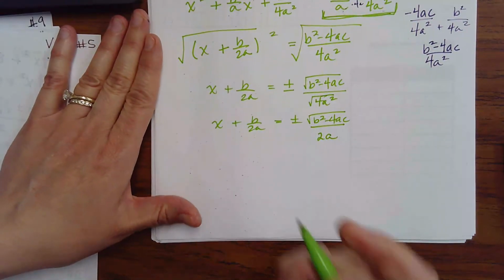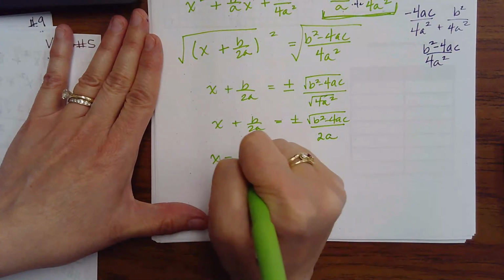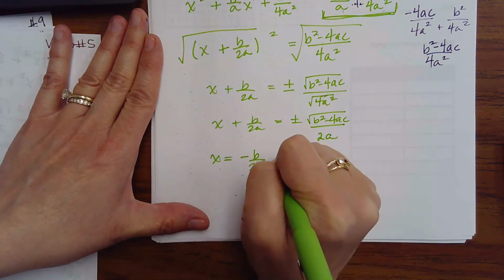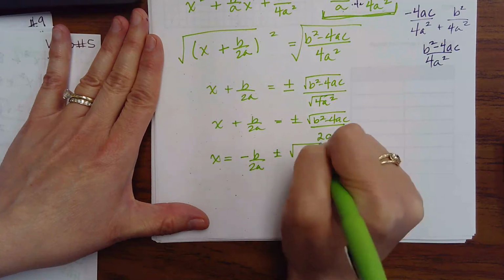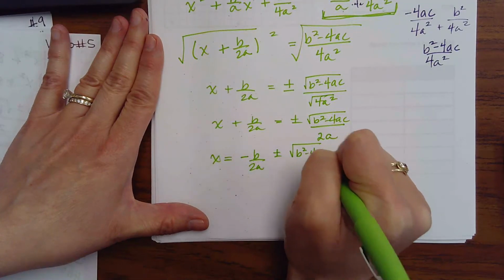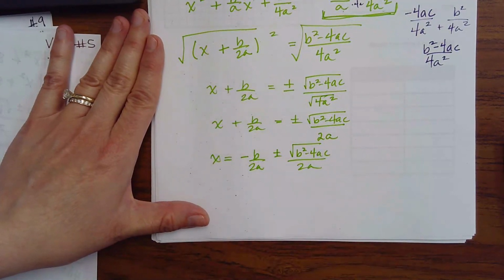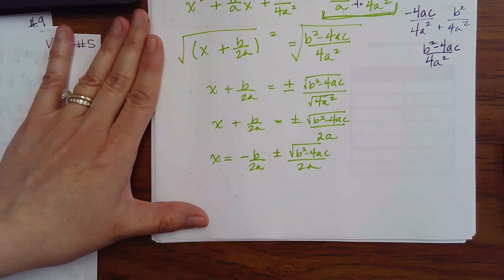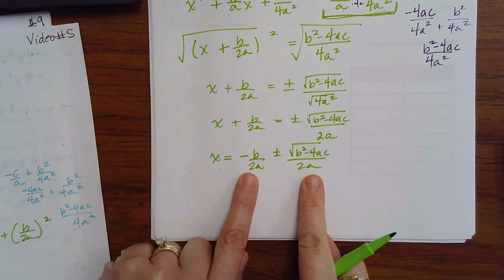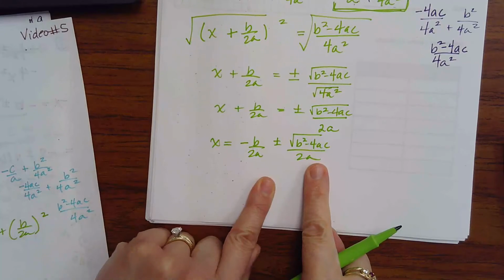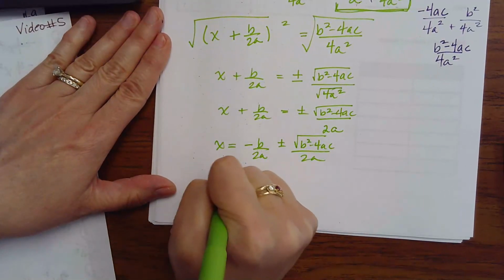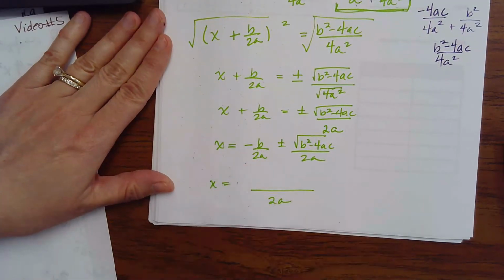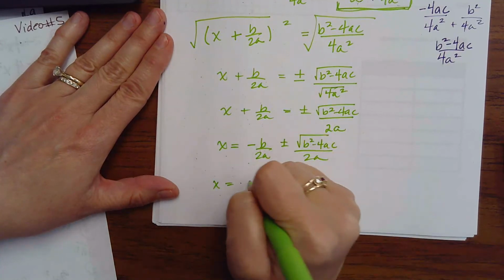Okay, a couple more steps. Let's subtract b over 2a from both sides. So I'm just subtracting, moving this to the other side. Notice these are two fractions here. One fraction, another fraction. Notice they have a common denominator. So let's rewrite this as one common denominator. So add the numerators together.